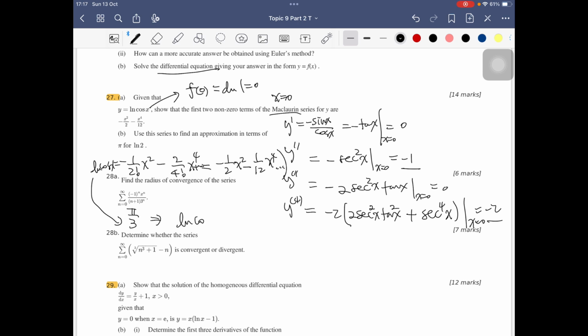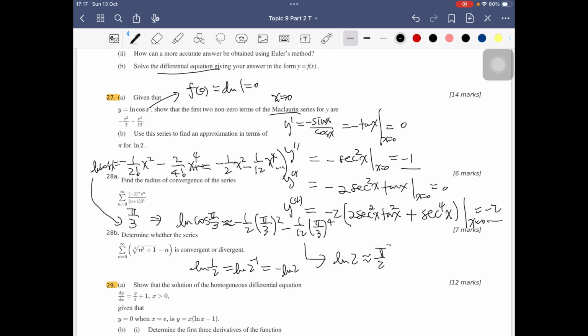Then ln cos pi over 3 is negative 1 over 2 pi over 3 squared, minus 1 over 12, let's make it like this, pi over 3 to the power of 4. So this one is ln 1 over 2, which means ln 2 to the power of negative 1, negative ln 2. So I'll make this ln 2 is approximately 1 over 2 pi squared over 18.